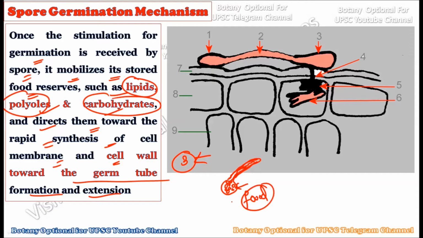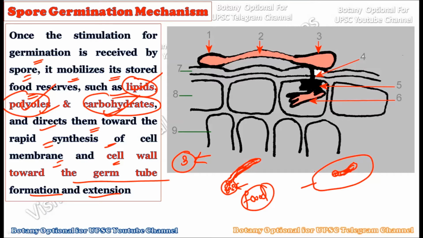Okay, and once it gets the appropriate stimulation, this is very important, because upon landing on the leaf, for example, if the spore gets a suitable environment to germinate, it will use its own food material to create the germ tube. The food material is already present within the body of the spore, in the form of lipids, polyols, or carbohydrates, and it will travel to the germ tube, and by using that energy the cell membrane or the cell wall is created.